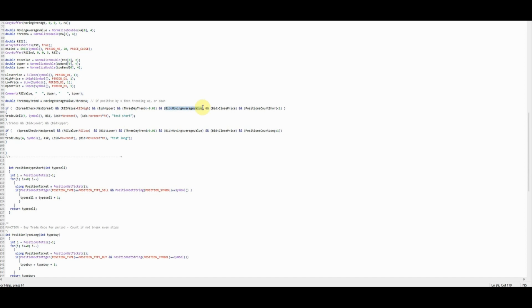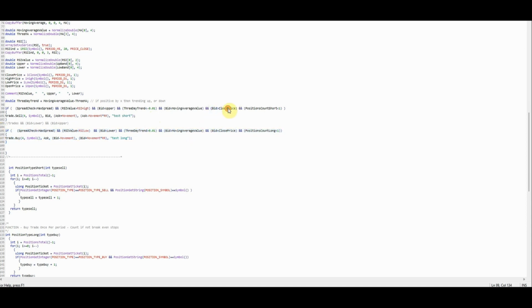We also want to check the moving average value. So on a daily chart, we've got a 200 EMA, and we're just making sure that the bid is lower than the moving average value so that we're not taking trades that are going short into a very bullish market, and vice versa for the buy trades. We don't want to buy into a downward moving market.